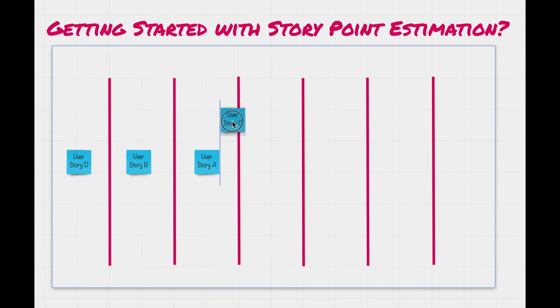Now moving to user story E, this can be assumed as bigger than user story A. Again, this is an example. Then there's user story F. I see user story F is bigger than user story A, but I think it's smaller than user story E. Now I can do it like this. Maybe user story E is much bigger than user story F.